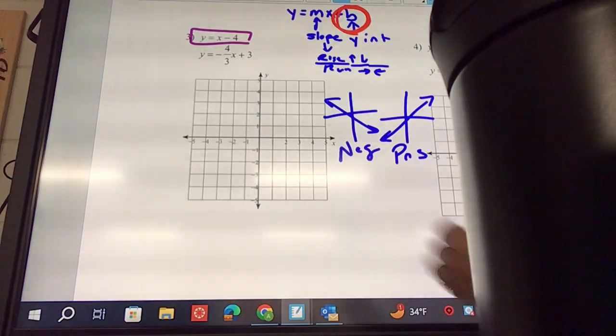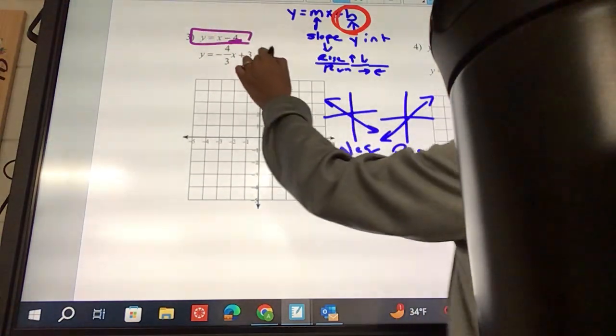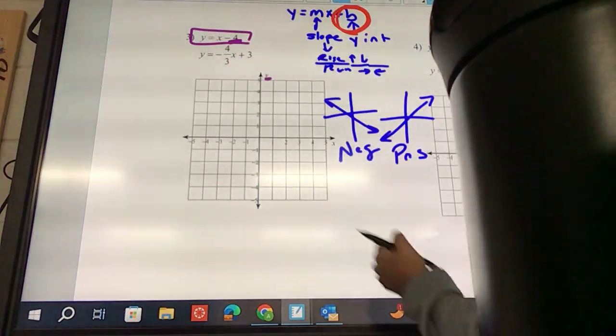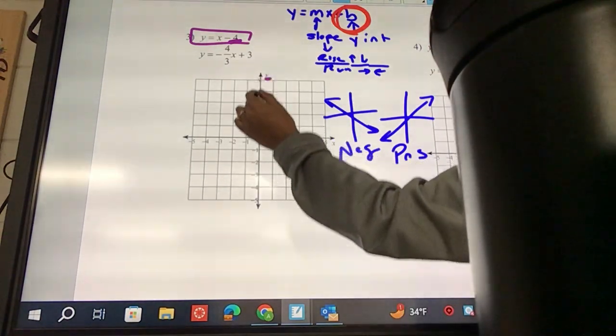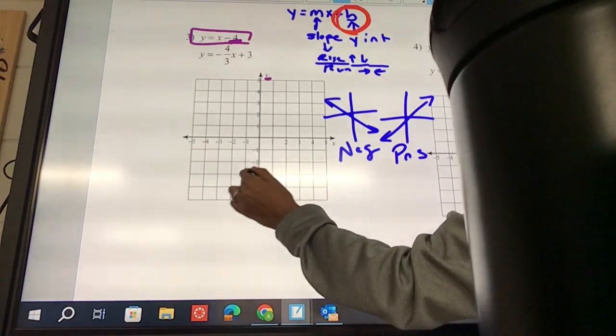So we're going to graph the -4 first. You're going to go to the y line and go to where -4 is. So you're going to go all the way down to -4, and you're going to put a dot.